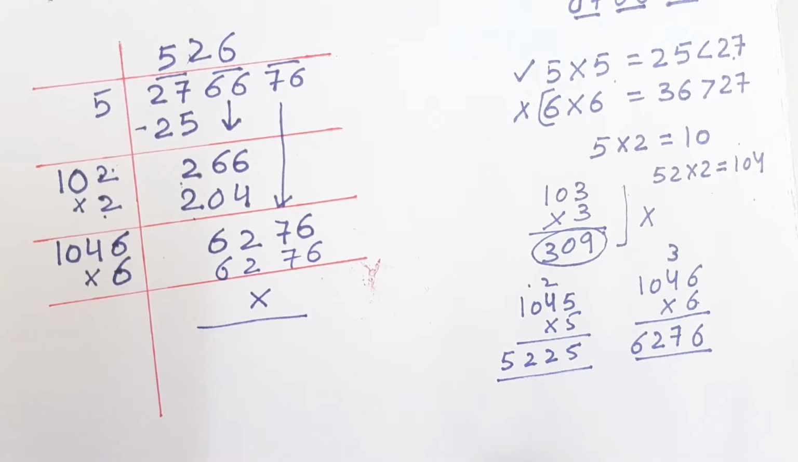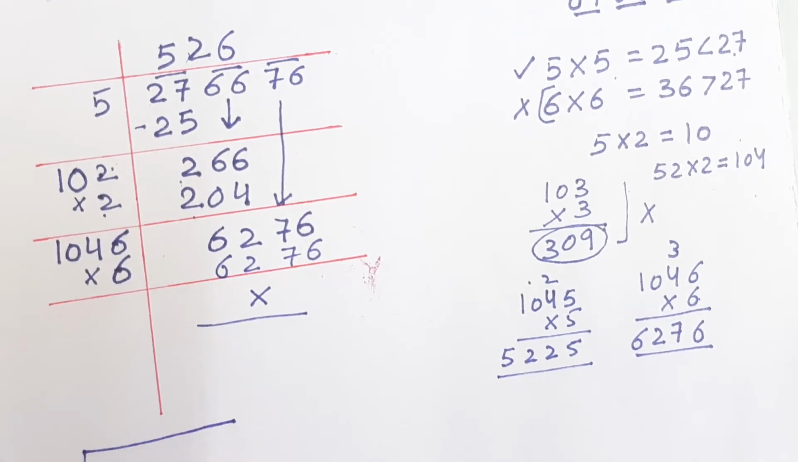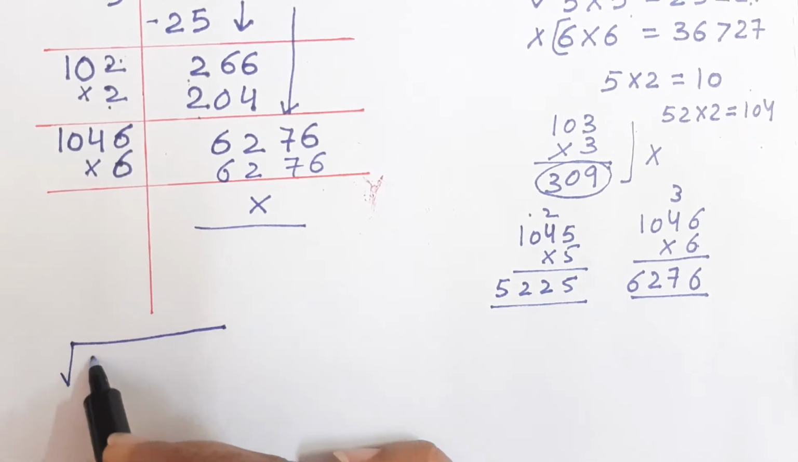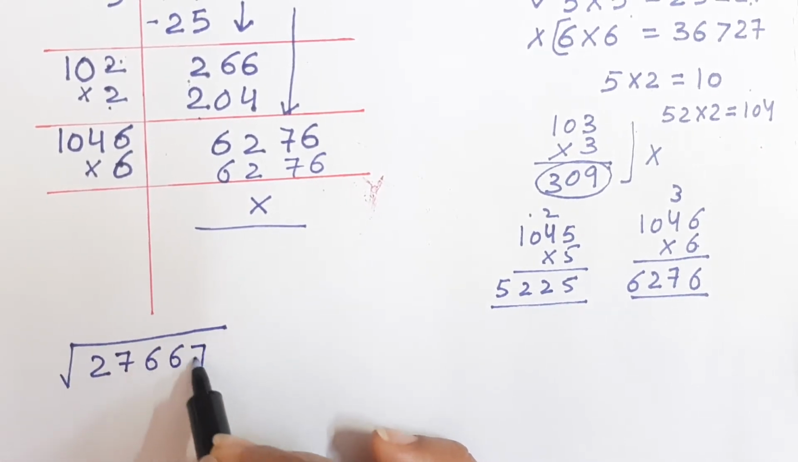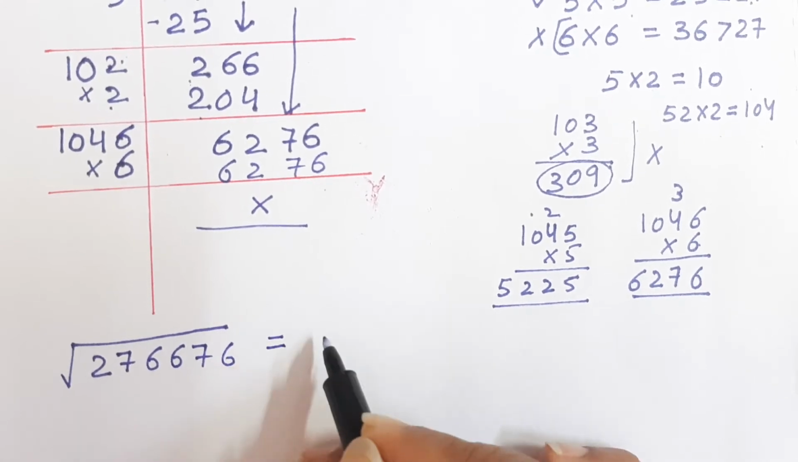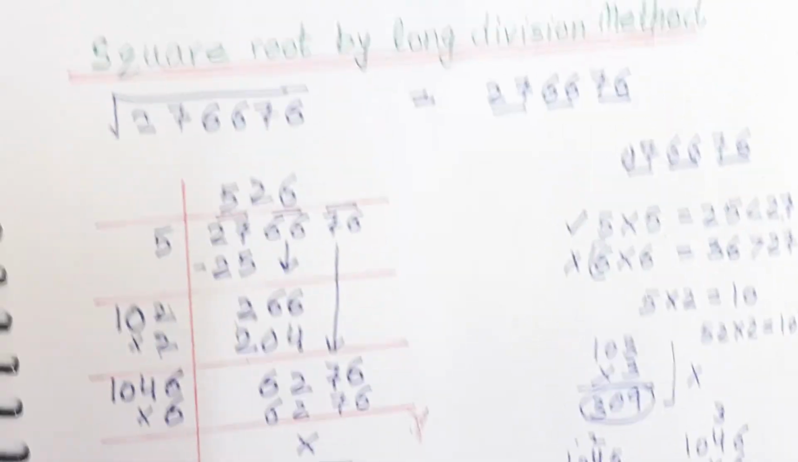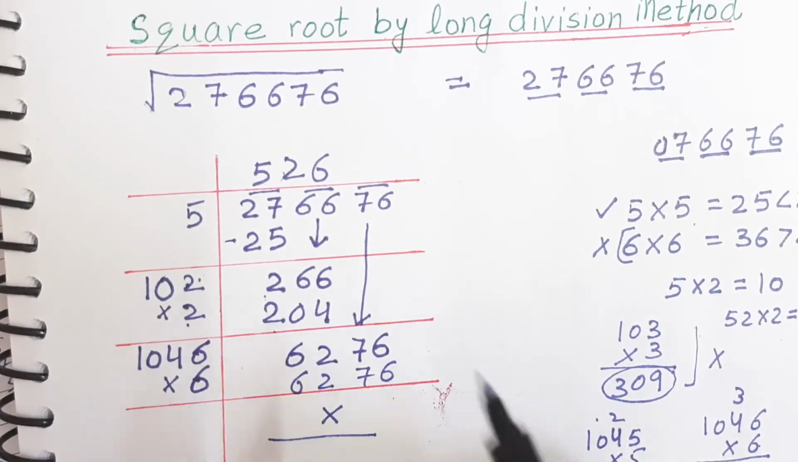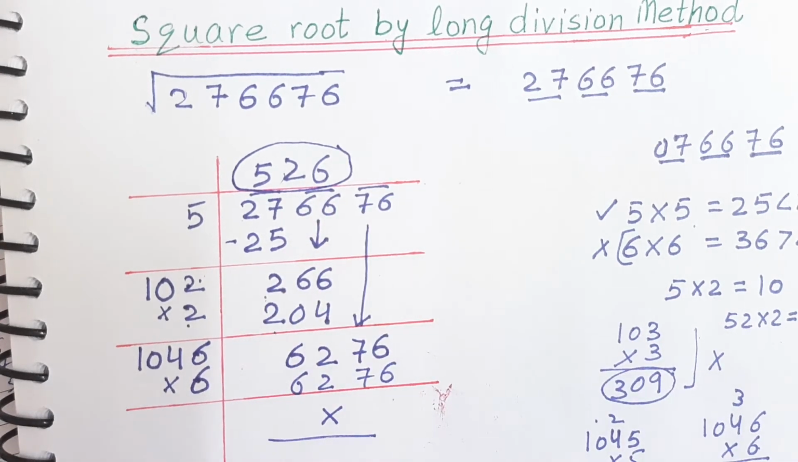That means the square root of 2,76,676 is equal to 526. Remember children, the quotient that we have got at the end, this is my answer. This is the square root. I hope you all have understood now.